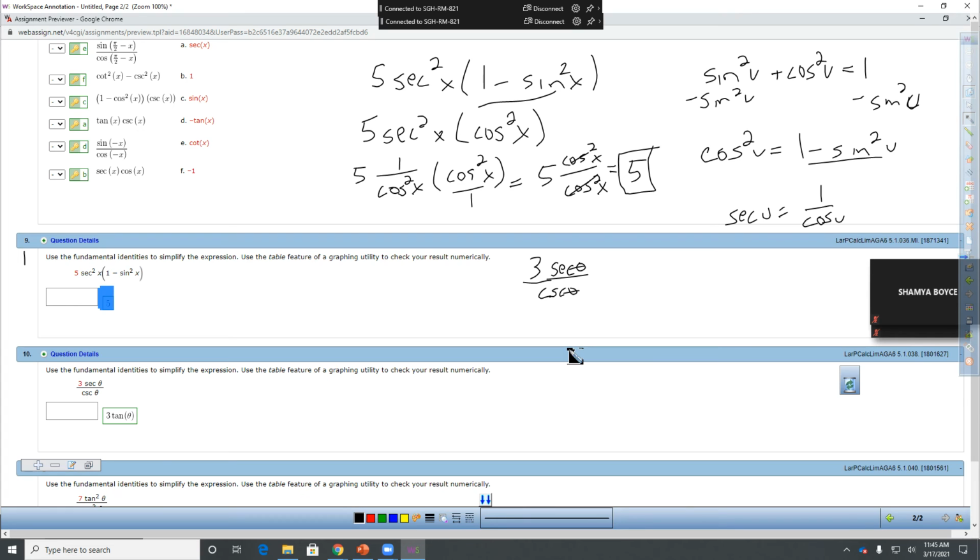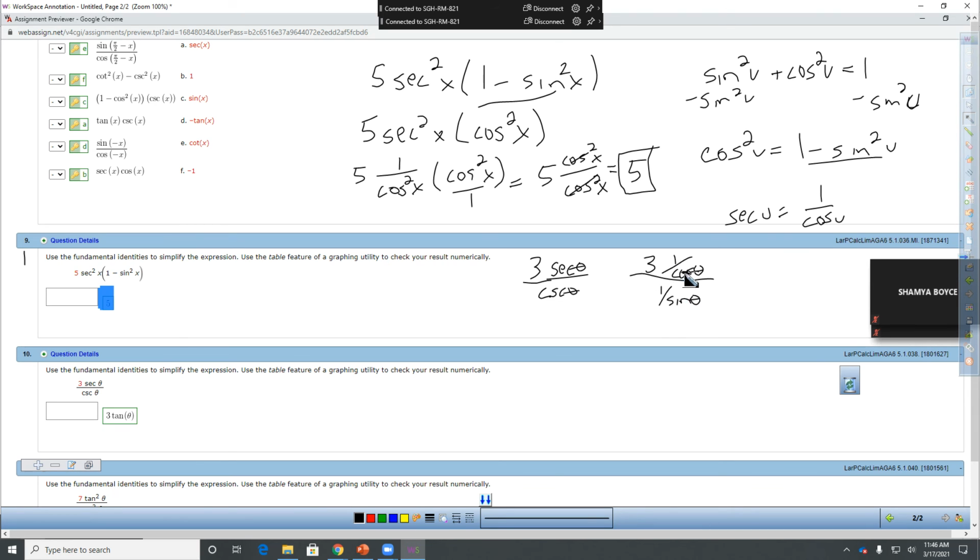There's not, but I also know secant and cosecant are both associated with sine and cosine, and sine and cosine are associated with tangent. So what if I look at secant? This would be 3. How could I rewrite secant? Well, secant is the same as 1 over cosine of theta, and on bottom I would have 1 over sine of theta. Everybody, secant is equal to 1 over cosine. Cosecant is equal to 1 over sine.